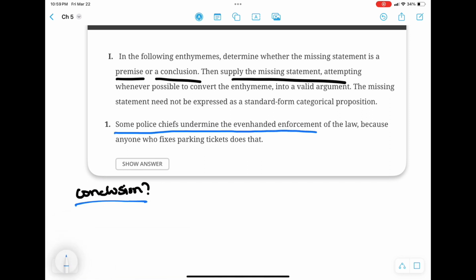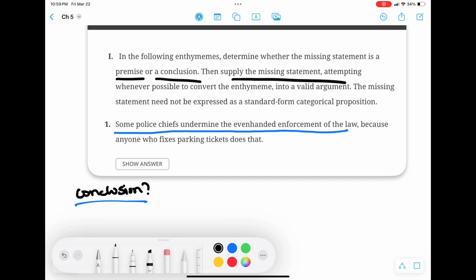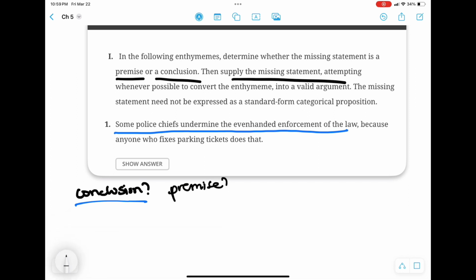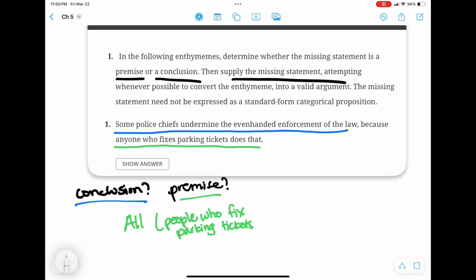First, what's the conclusion? Here, look at the indicator word because indicating premise. So the conclusion here is some police chiefs undermine the even-handed enforcement of the law. The premise is anyone who fixes parking tickets does that, i.e. undermines the even-handed enforcement of the law. So what are we missing? Well, looks like we're missing the premise that connects our premise, anyone who fixes parking tickets undermines the even-handed enforcement of the law, to the conclusion that some police chiefs undermine the even-handed enforcement of the law, right?